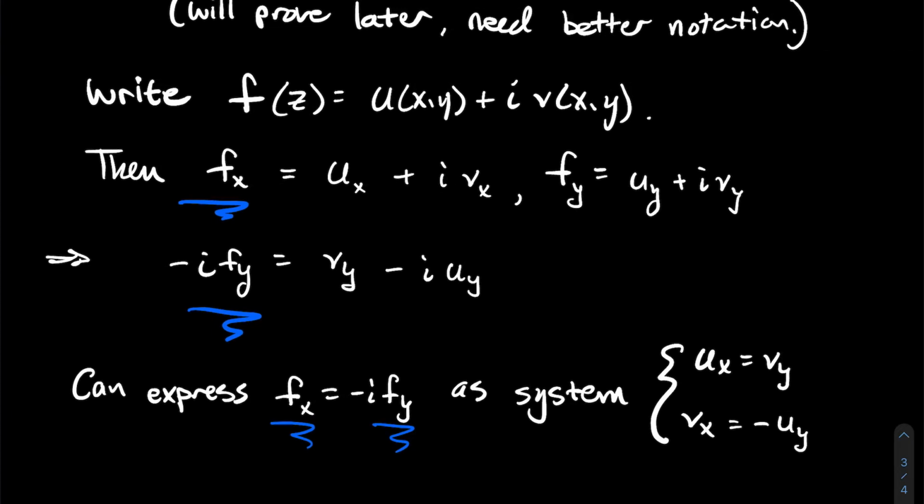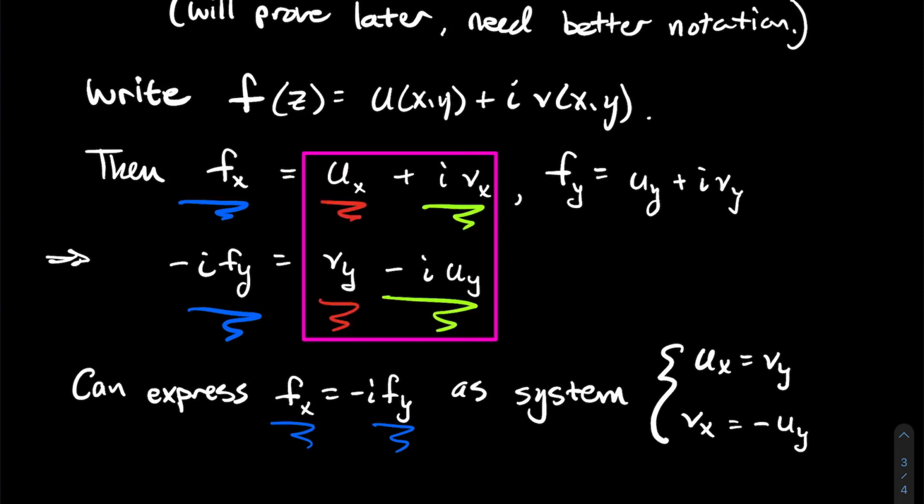All right, so I'm saying if the blues have to be the same, well, then that means I need to be able to compare the stuff that's in this pink square now, right? And I'm saying that those two complex numbers, ux plus ivx, and the other complex number, vy minus iuy, have to be the same also. But what does it mean for two complex numbers to be the same? Well, their real parts have to match, and their imaginary parts have to match. So I'm saying that the reds have to be the same, and the greens have to be the same. And that is where my little system comes from.